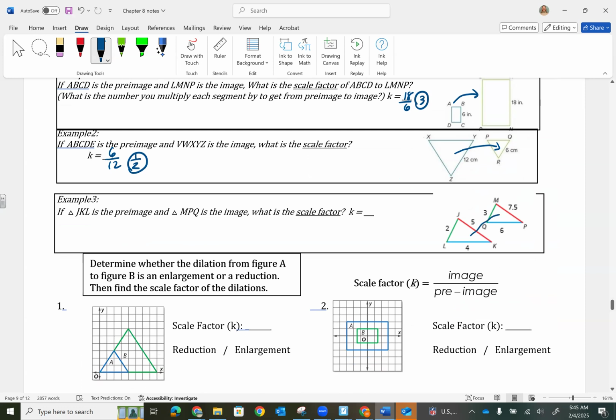If you're going from here to here, you're getting smaller. Okay, so this is going to be a reduction. Okay, they're all dilations because you're dialing them bigger or smaller, but this is an enlargement. Okay, and then here you're going to be reducing it. And the scale factor is going to be, again, write the ratio of any corresponding sides. You should get the same answer.